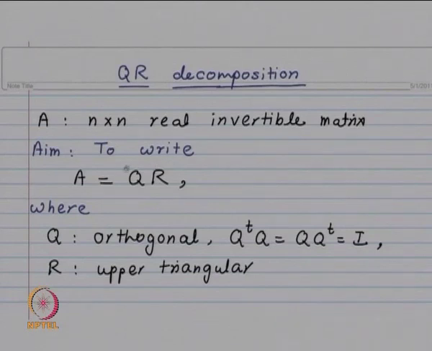For simplicity, let me assume A to be an invertible matrix, and also a real matrix. QR decomposition is available for complex matrices also, but for the sake of simplicity, let us restrict ourselves to real matrices. So, our assumption is A is a real n by n invertible matrix, and we want to write it as Q into R, where Q is an orthogonal matrix, that means Q transpose Q is equal to Q Q transpose is equal to identity, and R is an upper triangular matrix.